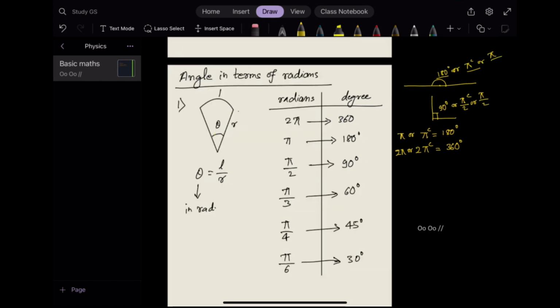If an angle is made theta, how will you make it radian? Radian is the length of the arc. Here I may have made an arc, the length of the arc will be L, and the radius of that particular curvature is R, so L by R. This will represent it in radian. So pi by 6 is 30 degree, pi by 4 is 45 degree, pi by 3 is 60 degree, pi by 2 is 90 degree, pi is 180 degree, 2 pi is 360 degree. Just remember it as it is.